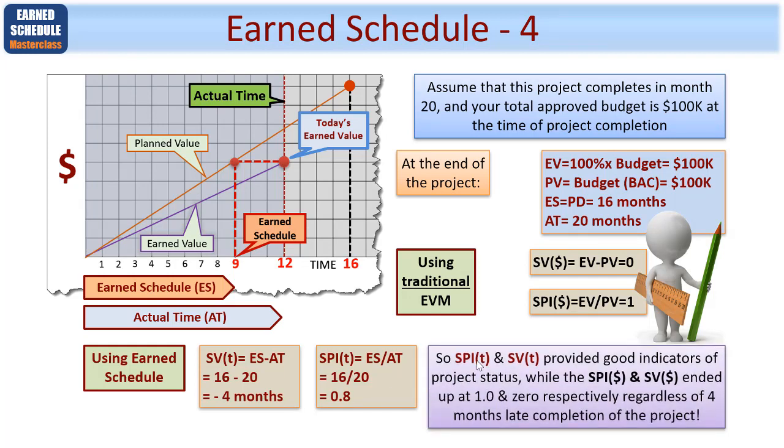So, whereas SPI and SV in the time domain provided good indicators of project status, your traditional money-based SPI and SV ended up at 1 and 0 respectively, regardless of the project coming in 4 months late. If proof were needed, this simple example I've given you here shows that using Earned Schedule will get you the right information, and that information will tie in exactly with your critical path analysis and your network diagrams that you're using in conjunction with Earned Schedule.